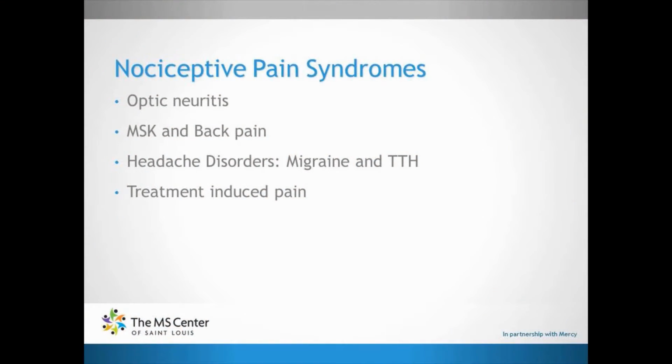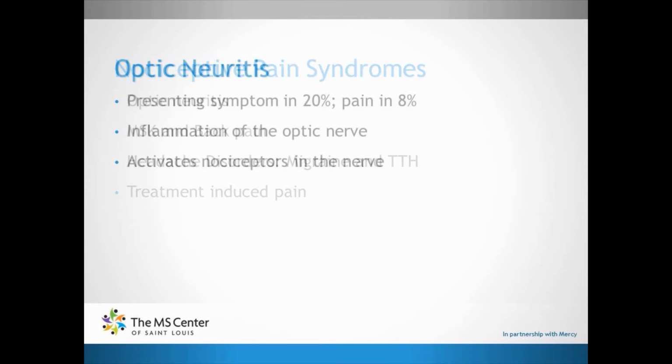Let's move on to nociceptive pain syndromes. And many of you are, I'm sure, familiar with optic neuritis, but also in this category are musculoskeletal pains and back pain, headache disorders such as migraine and tension-type headache, and even treatment-induced pain. So optic neuritis, it's actually the presenting symptom of MS in 20% of people. It's usually accompanied by pain, and sometimes it just starts with the pain, and there's inflammation of that optic nerve.